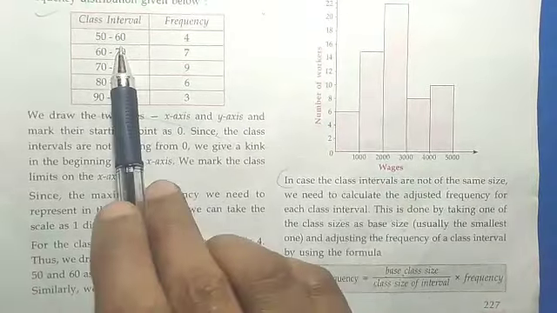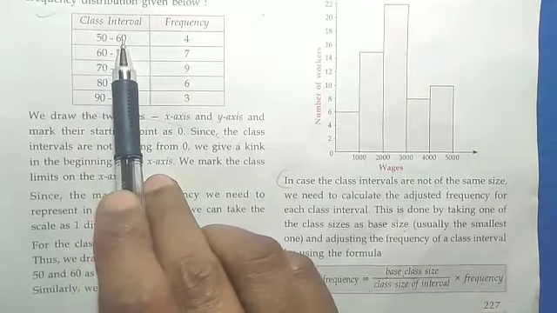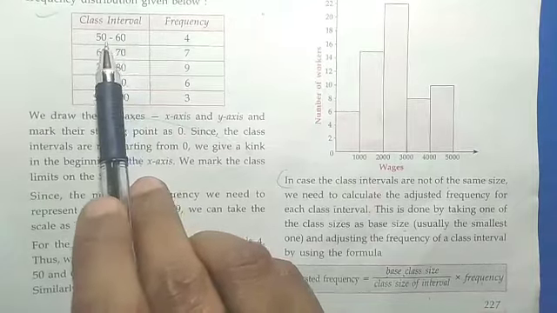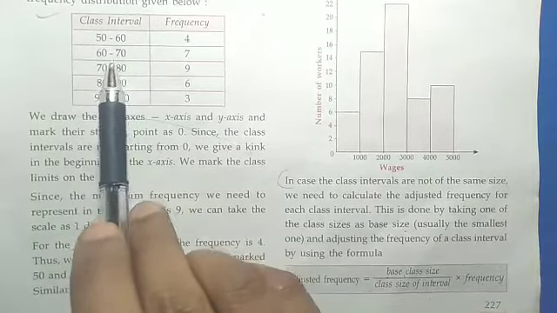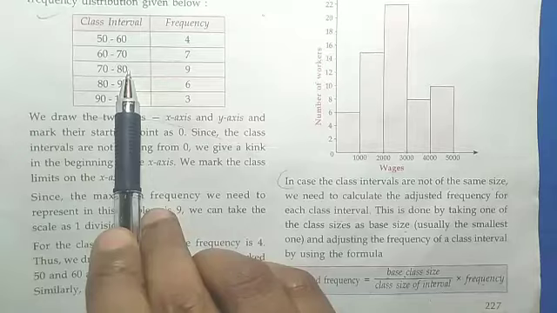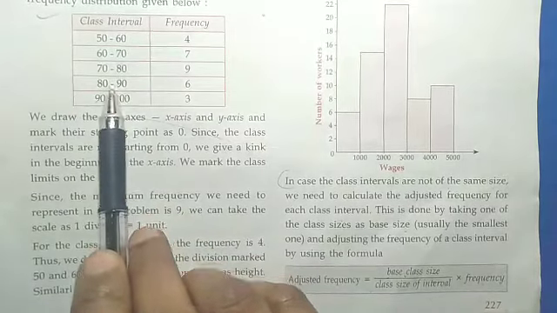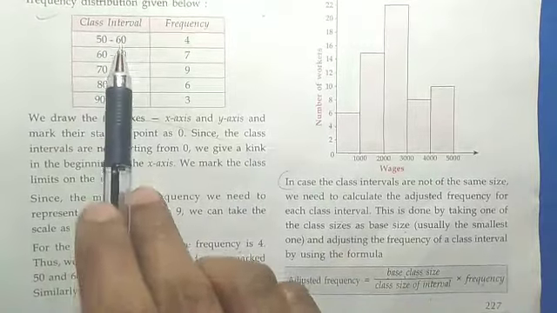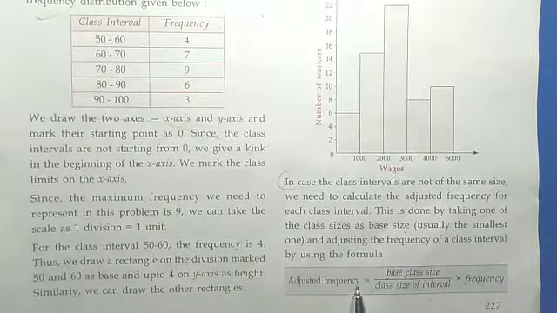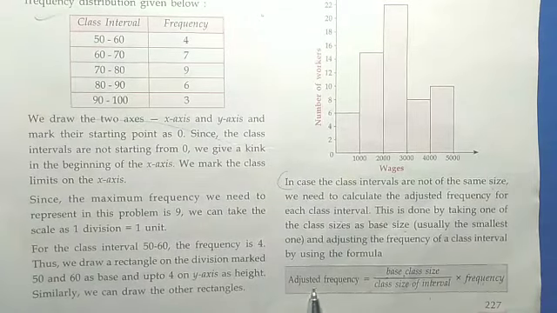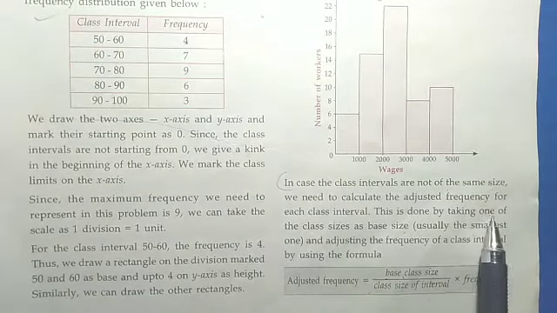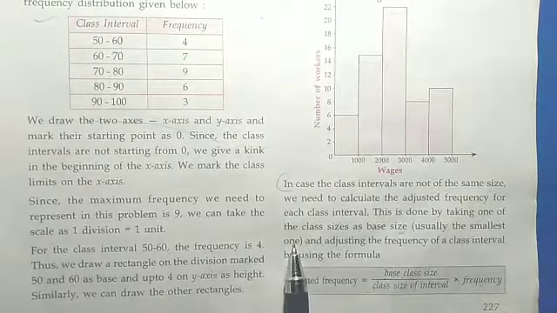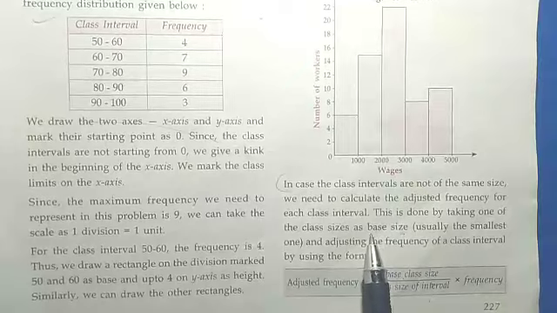Sometimes in the class intervals, the first one is 50 to 55, 55 to 60, 60 to 70, 70 to 80, 80 to 100. That means the first class size is 5, the second is also 5, but the third is 10, and then 10 and 20. If the class size is different, then we have to find out the adjusted frequency. How can we find out the adjusted frequency? First we have to choose one class size as the base size, usually the smallest class size.